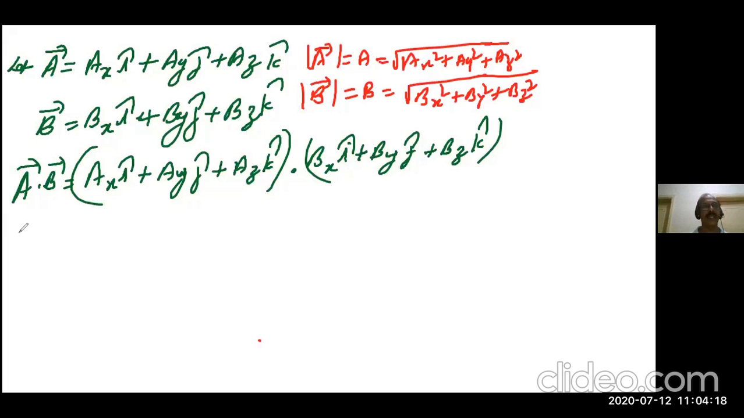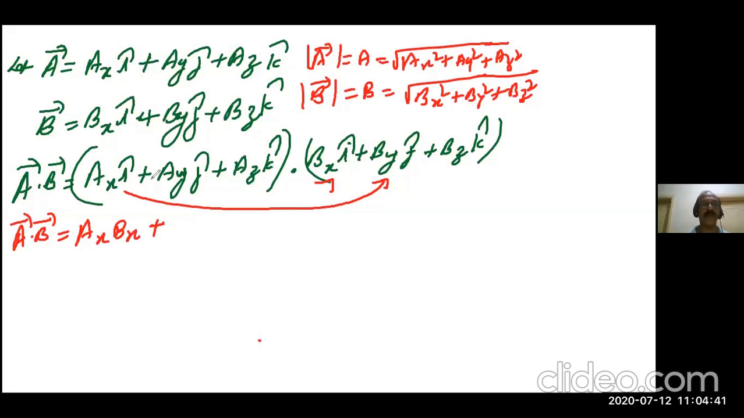Now look, A dot B is equal to AX BX. i dot i is 1. Plus AX BY, but i dot j is equal to 0. i dot k is also 0. So those two components we don't have to take.